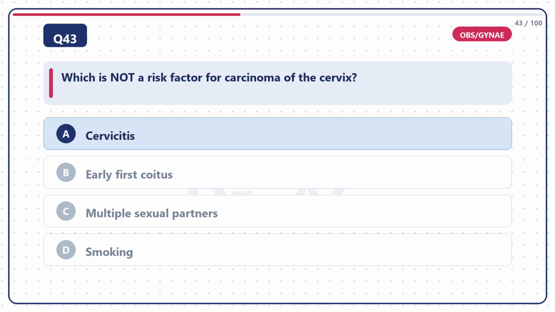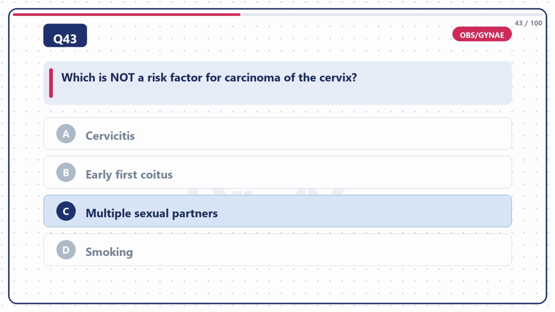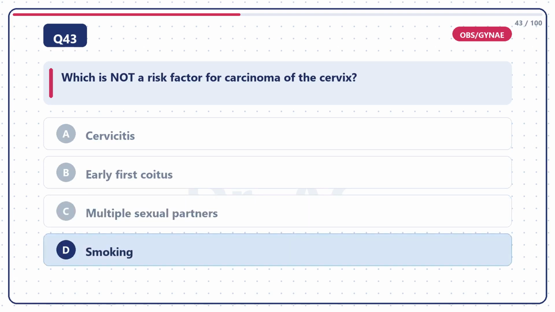Option A, cervicitis. Option B, early first coitus. Option C, multiple sexual partners. Option D, smoking.